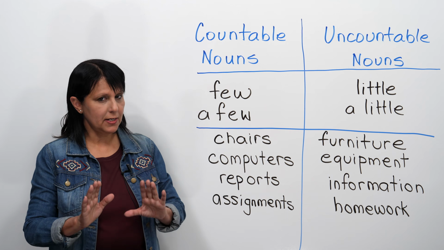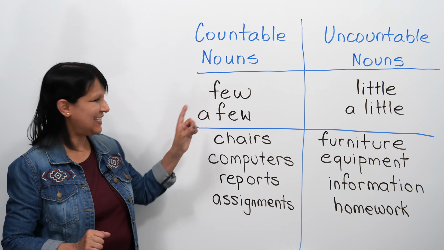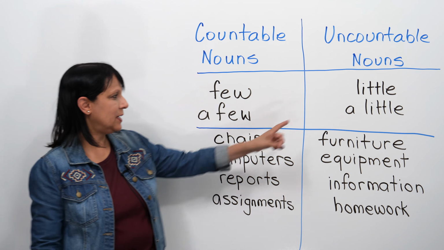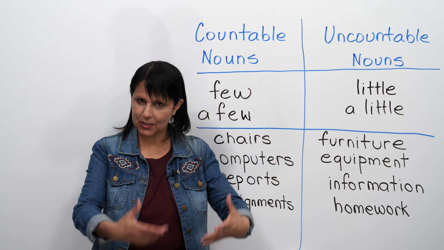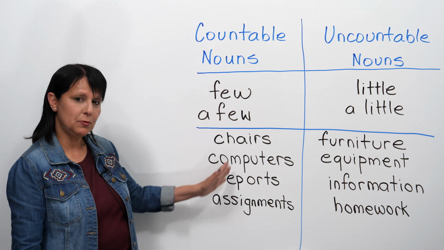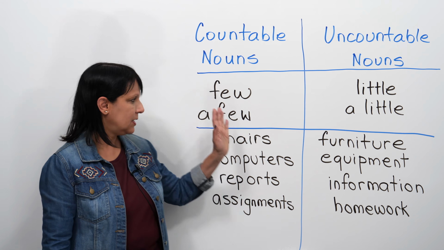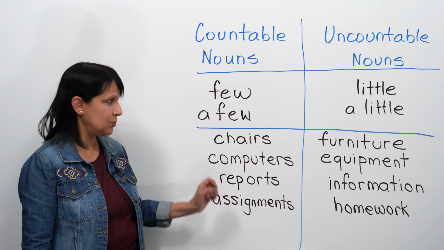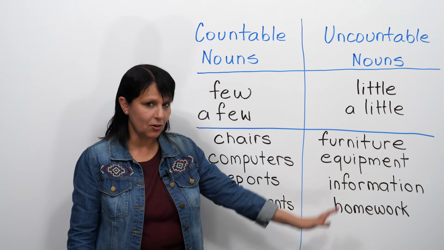Now, right now, I'm not explaining yet the difference between few and a few and little and a little. We will get to that. But first, let's just understand this difference between when we use few and when we use little. Few is with anything we can count. Little is with anything we cannot count.